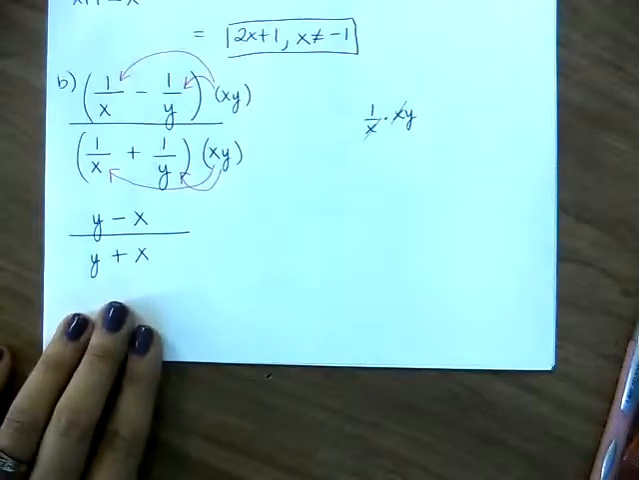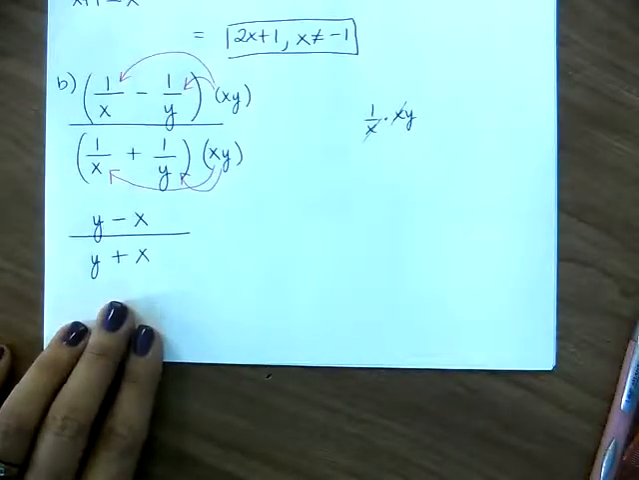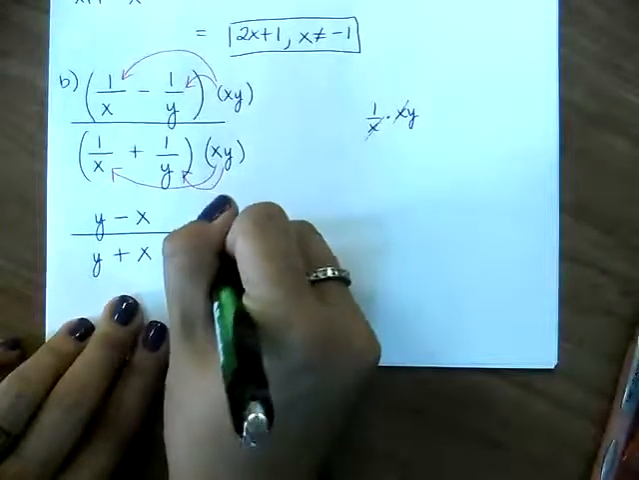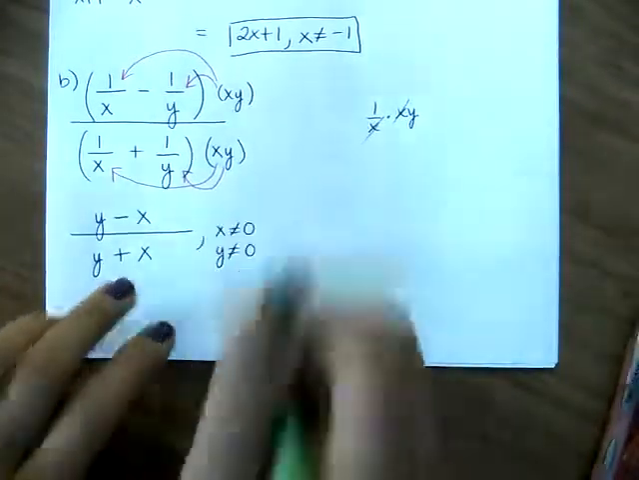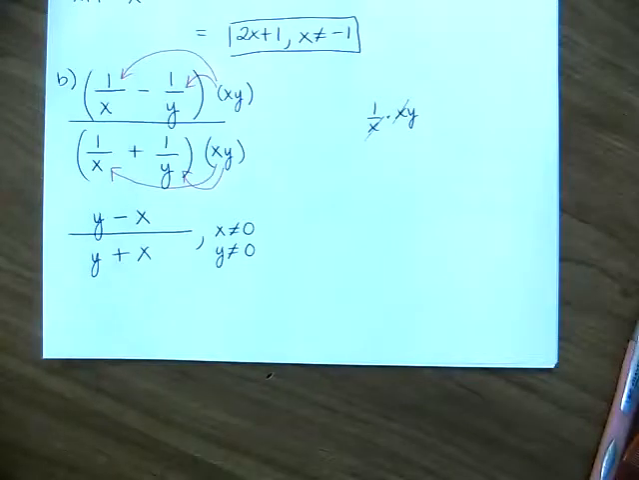Can you cancel anything here? It'd be tempting to, though. Okay, don't let it tempt you. There is a restriction. x can't equal 0 and y can't equal 0. Yes? I know you're not supposed to write it, but isn't that not allowed to be negative y? That's true. You can write it, you just don't have to.